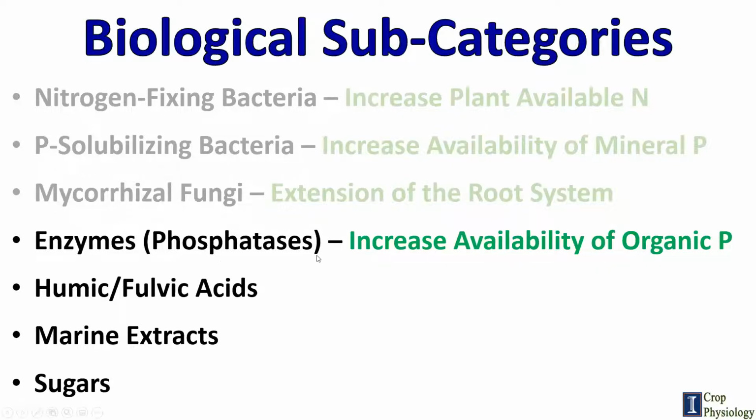Now we get into some of our biostimulants. I'm going to start with enzymes. These are the newest category in my experience. These are the newest type of biological to come to market. They also predominantly are phosphatase. Some are carbon related for residue. But they're going to increase the availability of organic phosphorus, right?